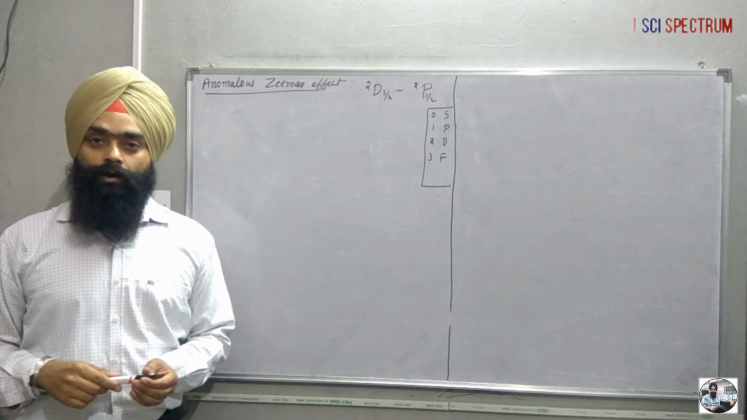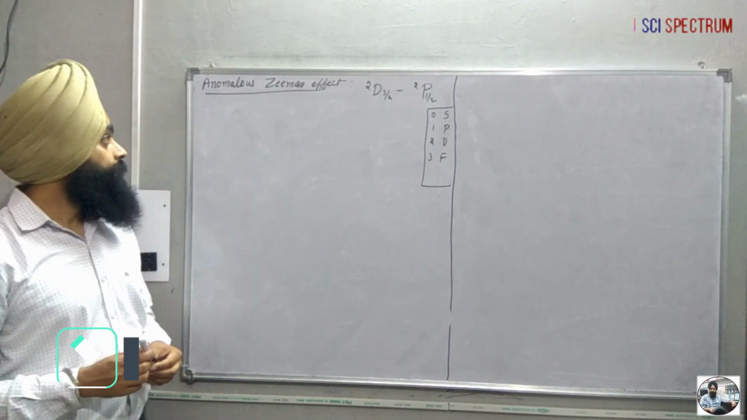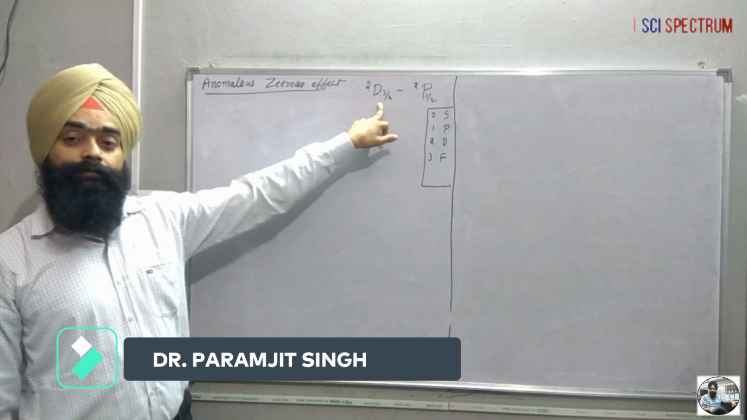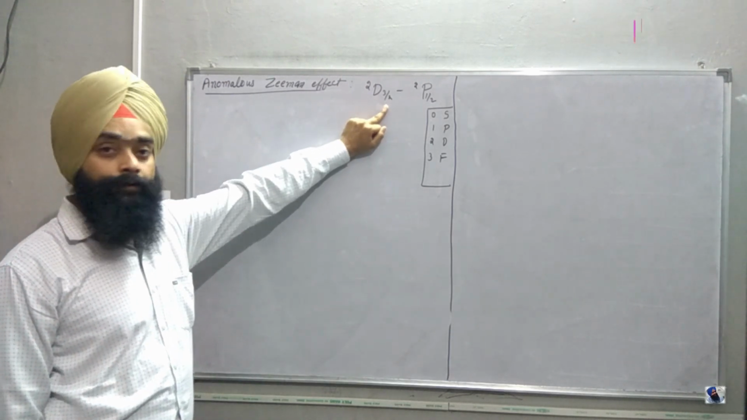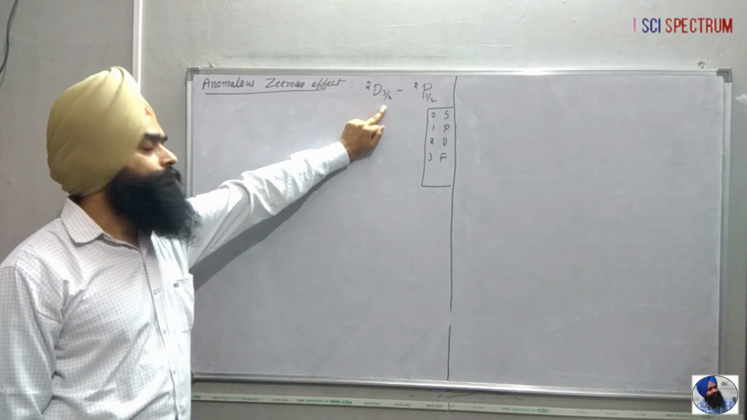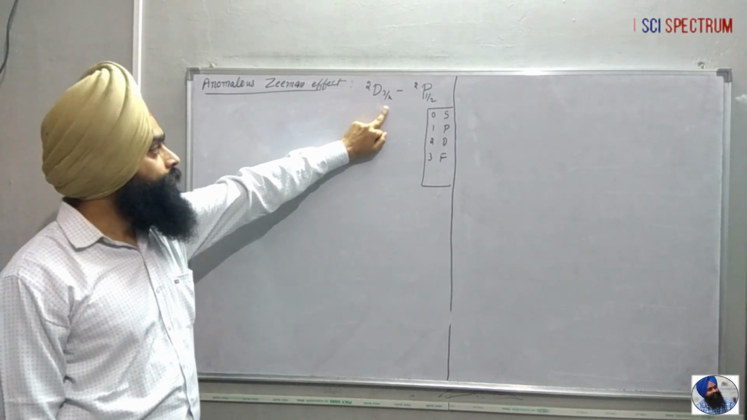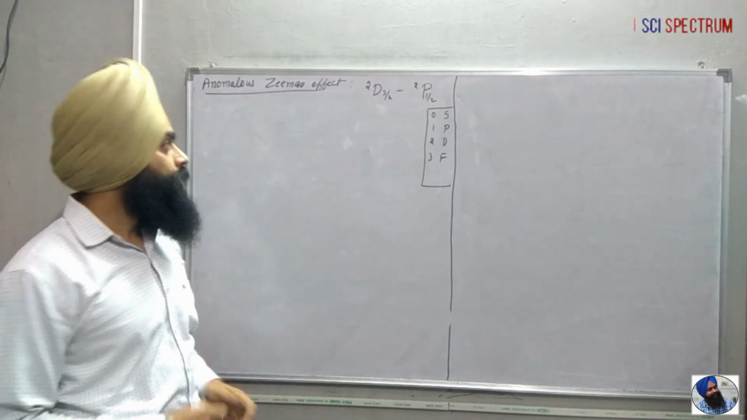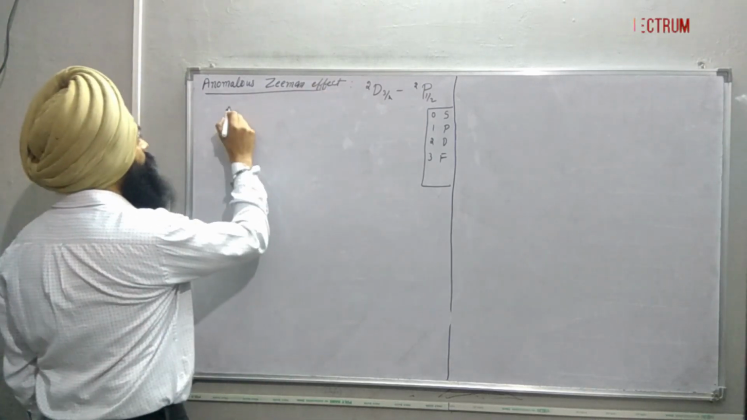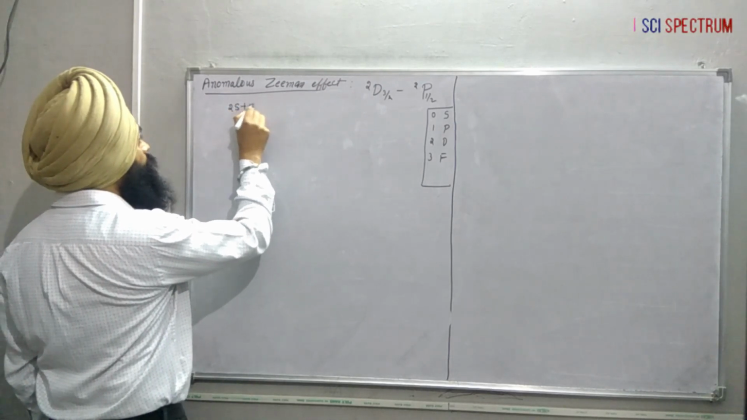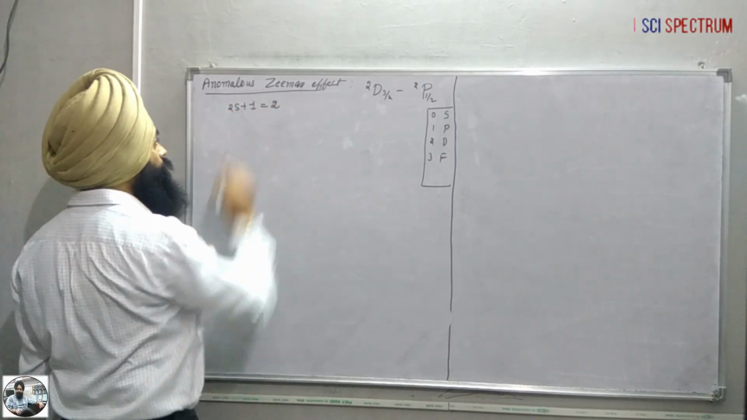Let us take an example of anomalous Zeeman effect. So here we are given this transition. We have to find out which Zeeman effect will be applicable for this, whether normal or anomalous. This is the transition. We have to see the multiplicity here. The multiplicity is 2s plus 1, which is equal to 2.